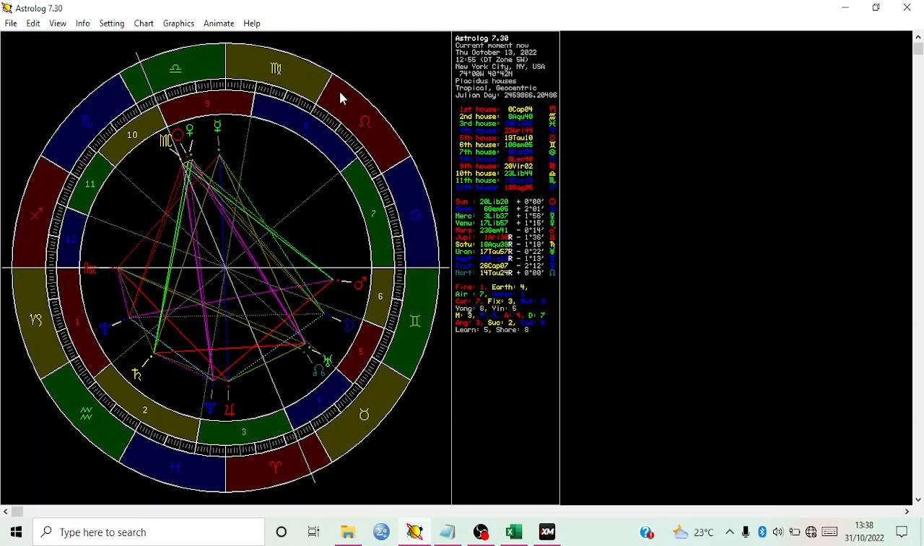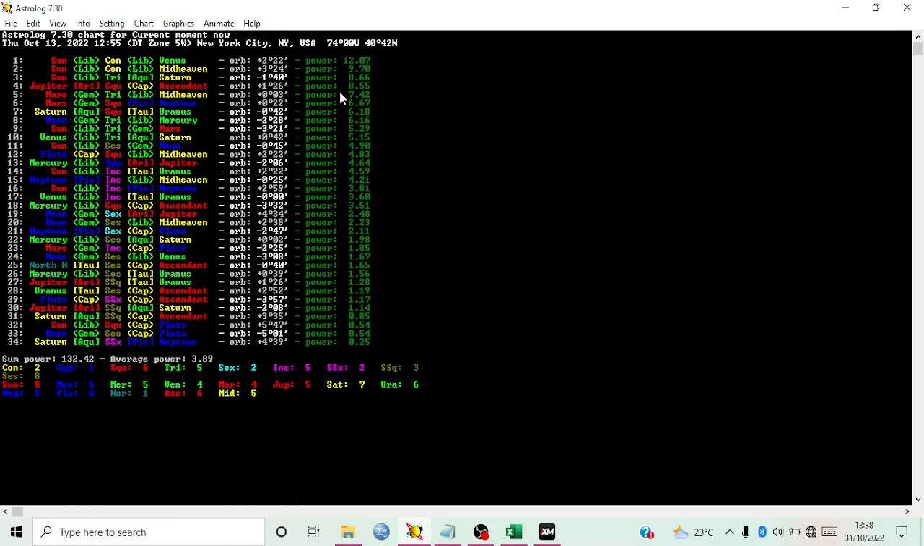So what I'm going to do is click my V to check the aspects, and then we'll see what the influence for that day is. So we already have moon trine Mercury with a negative orbit here, and then we have Mercury opposite Jupiter with a negative orbit as well, and then we have Mercury, of course, square ascendant with a negative orbit as well.